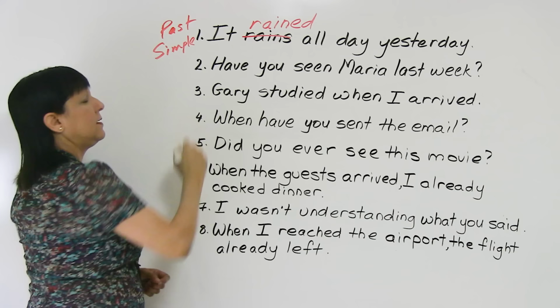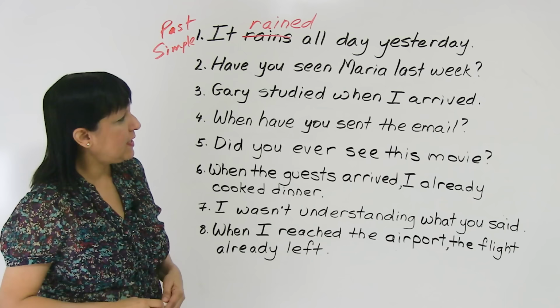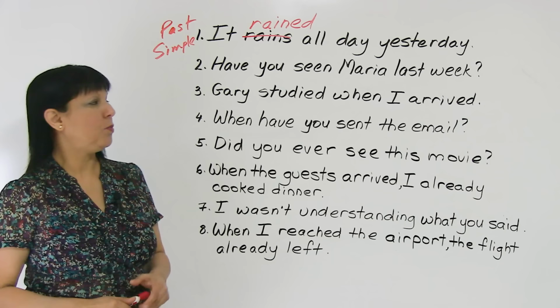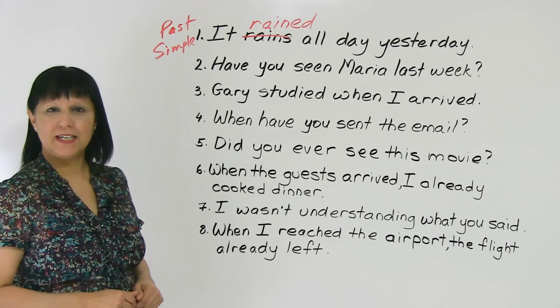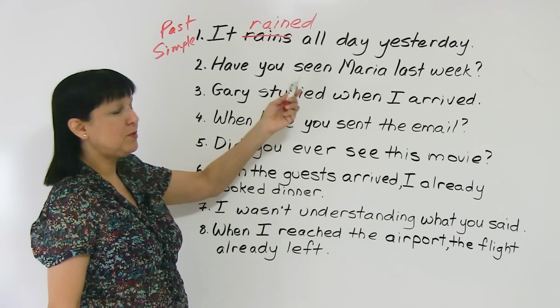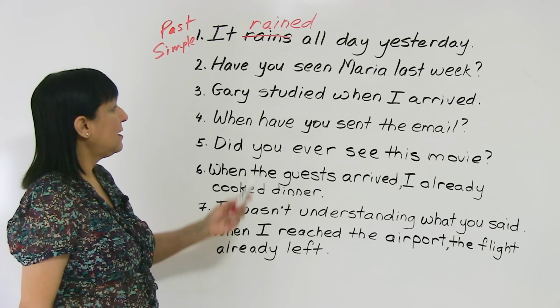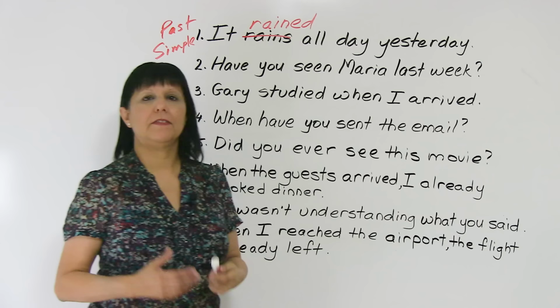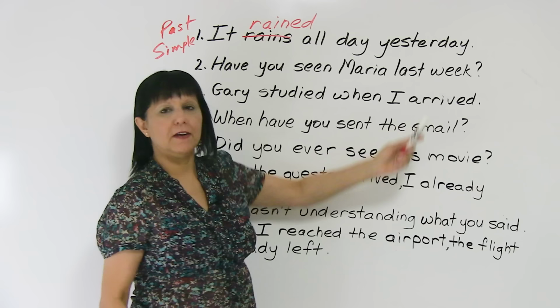Number two, have you seen Maria last week? Have you seen Maria last week? What's wrong with that sentence, or that question, rather? Can you find the mistake? Okay, so the mistake is this. When we say, have you seen, that's which tense? Present perfect. But then we go on to say, have you seen Maria last week? That's a problem, because when we use the present perfect tense, we cannot use a finished time with it.